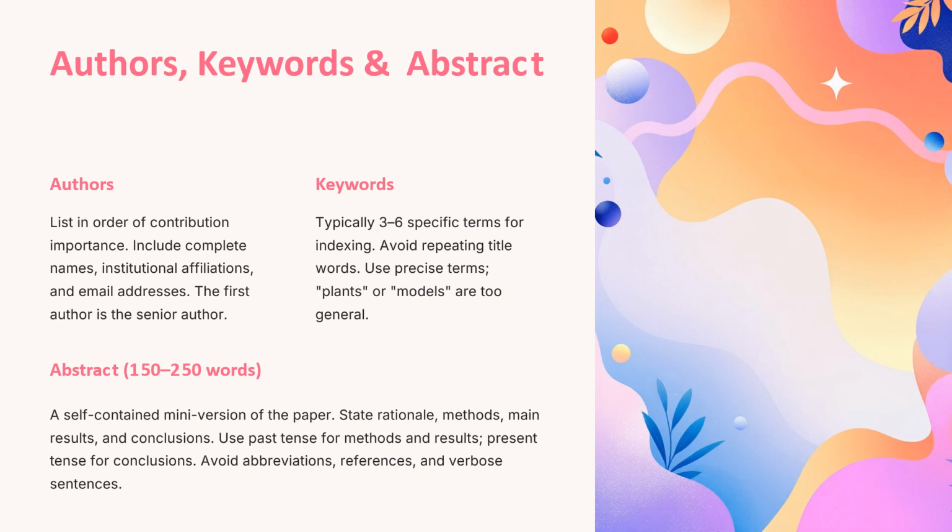An abstract is a self-contained mini version of the paper. It states methods, main results, and conclusions. It uses past tense for methods and results, present tense for conclusions. Avoid abbreviations, references, and verbose sentences.